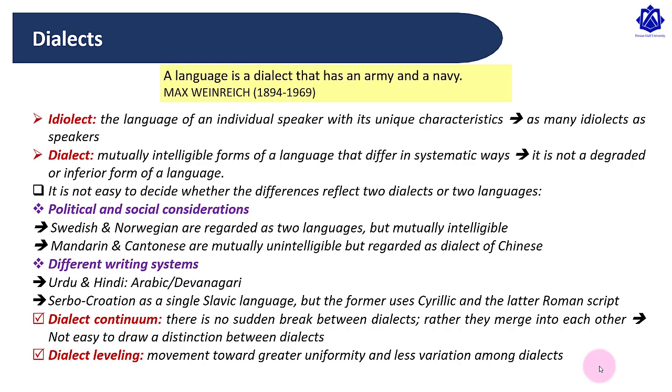Another case is what happens in Serbian and Croatian. In Serbian, they use Cyrillic script. In Croatian, they are using Roman script. However, they are very similar, they are mutually intelligible, and they are a single Slavic language. Just because they are using two different writing systems, two different languages have been recorded.